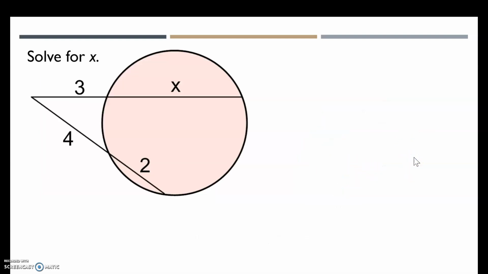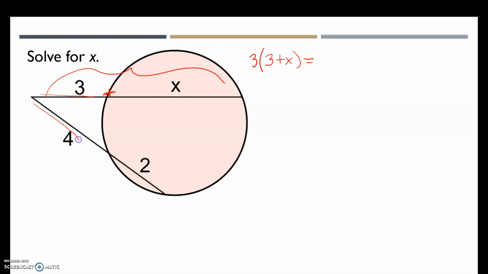So let's try one. Two secants, so I know I'm going through my circle and coming out. I'm going to take my exterior, which is my 3, and I'm going to multiply that by the entire length here. Now careful, I know a lot of you are going to want to say that that's 3x. It's not 3x. It's actually 3 plus x. So I'm going to add the outside plus the inside, and that's going to give me my whole. So my exterior is the 3, and the whole is the outside plus the inside, and that's where I get my 3 plus x. And that's going to be equal to this guy down here.